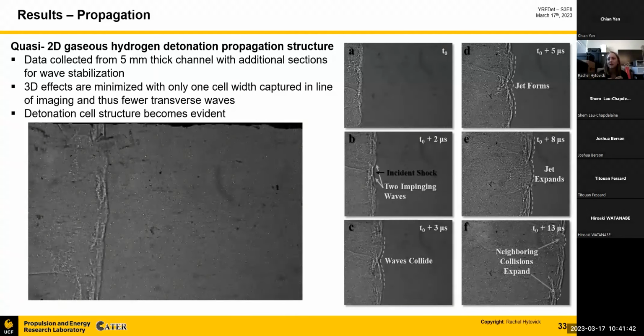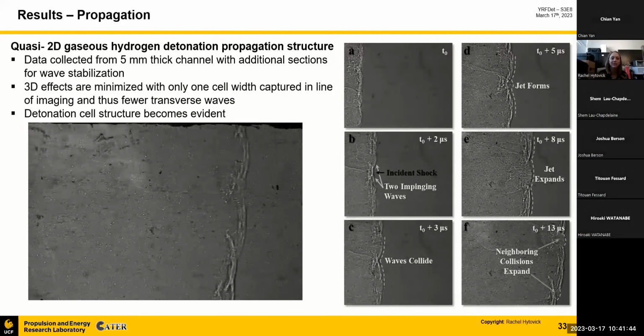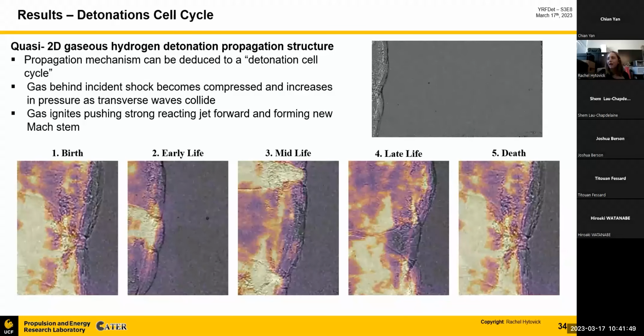So we're starting to see a good idea of what's happening throughout our detonation cell. And then here, I think we've shown this in a couple of different things, but this part is unpublished. This part is going into more of a detonation cell cycle. So we have our cell expand or collide and expand, and we're able to see our chemiluminescence behind it and track that pretty well.